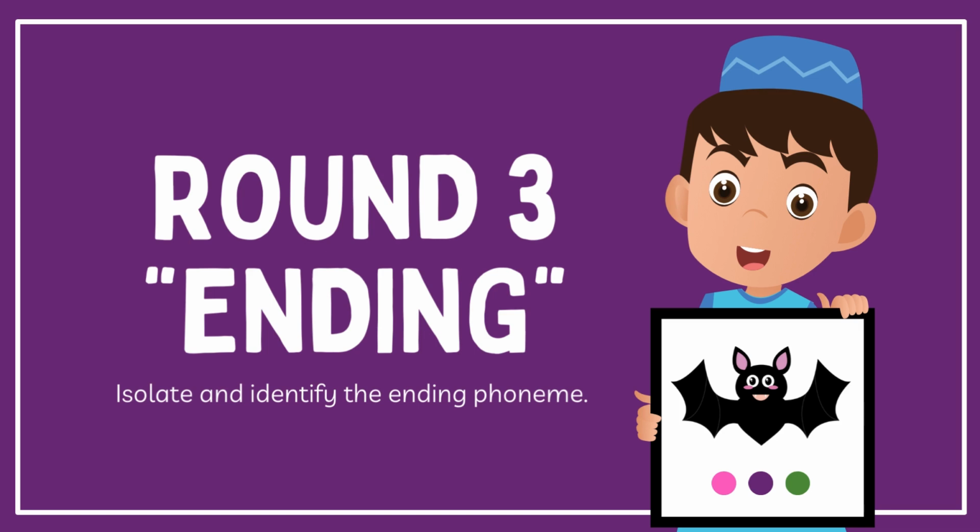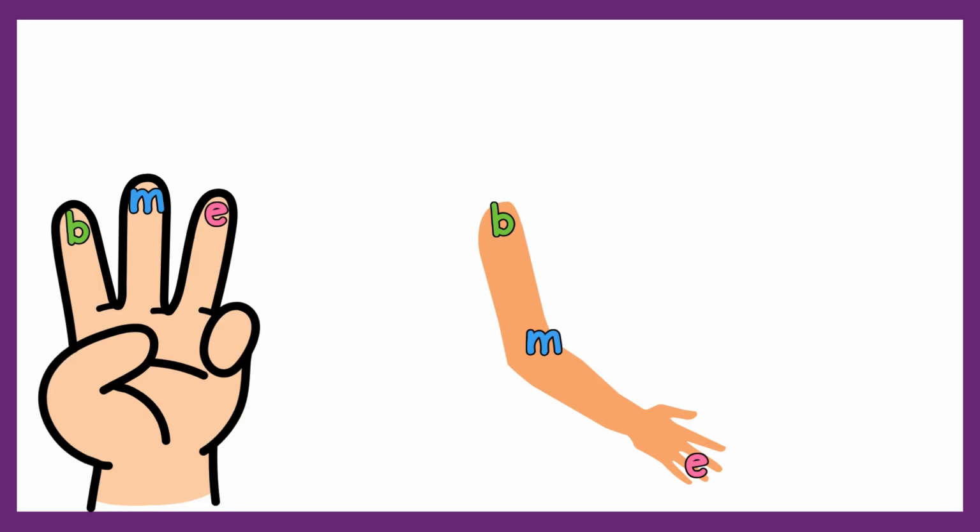So now let's get ready for you to get some more points on identifying the ending sound in a word. You could use your fingers, boys and girls, or you could use your arm. So parents, use the one that is easier for your child to do.